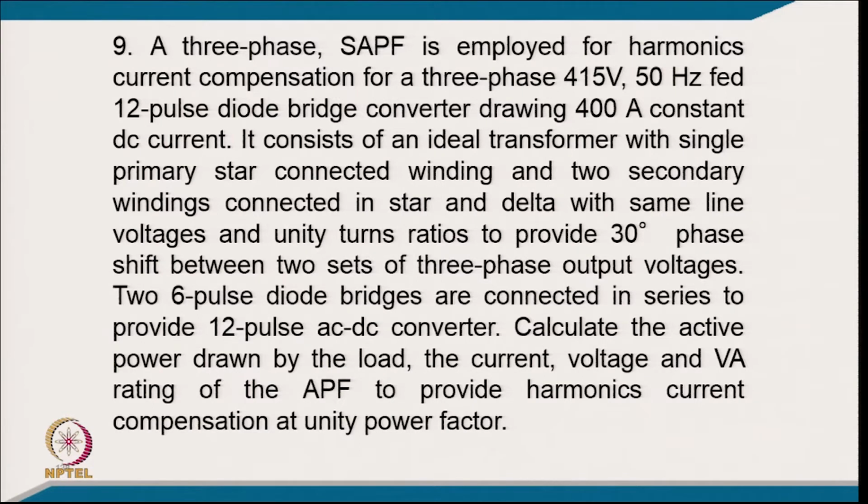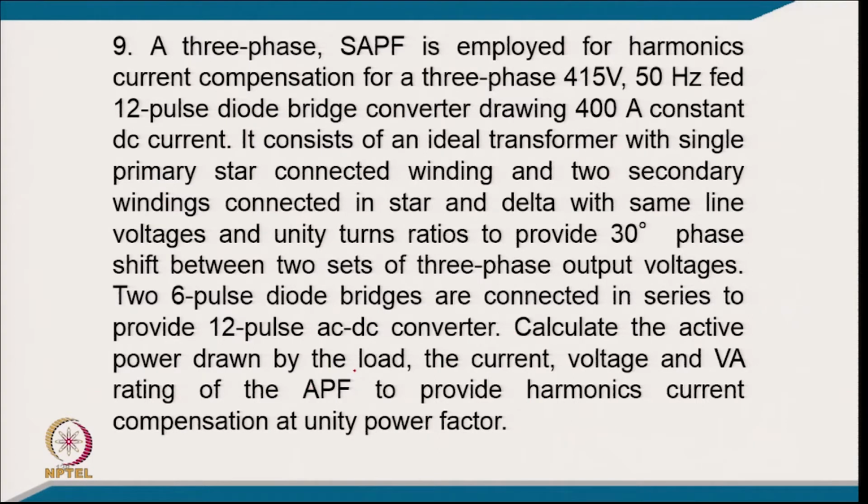a 3-phase shunt active power filter is employed for harmonic current compensation of a 3-phase 415 volt 50 hertz fed 12 pulse diode bridge converter drawing 400 ampere DC current. It consists of an ideal transformer with a single primary star connected winding and 2 secondary windings connected in star and delta with the same phase voltage and unit turns ratio to provide 30° phase shift between two sets of 3-phase output voltage, and two 6-pulse diode bridges are connected in series to provide a 12-pulse AC/DC converter.